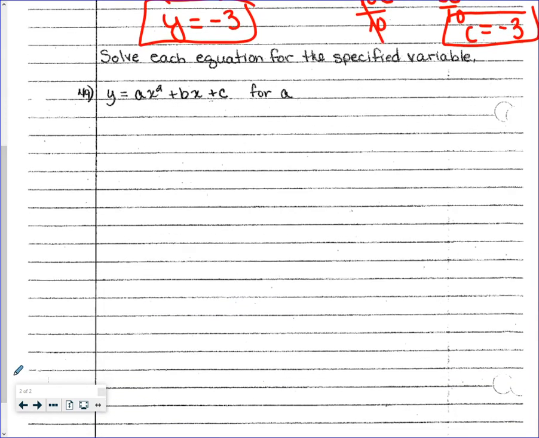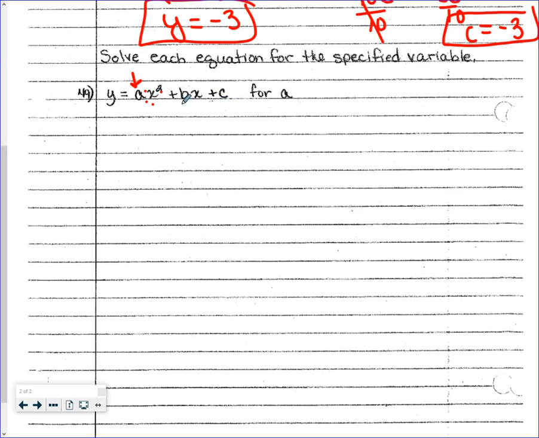Solve each equation for the specified variable. Y equals ax squared plus bx plus c. We're solving it for a. What I do is I either circle it or draw an arrow, because when there's more than one variable, it's a little bit hard to remember what you were solving for, okay? So if I'm getting A alone, basically all this other stuff needs to move. I'll deal with this later because it's attached to it, right? But this stuff needs to go away.